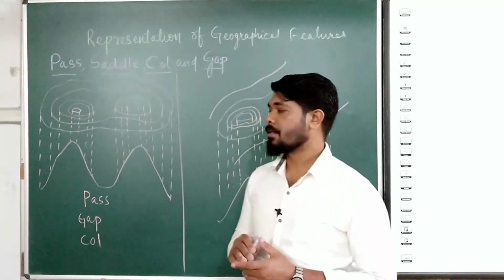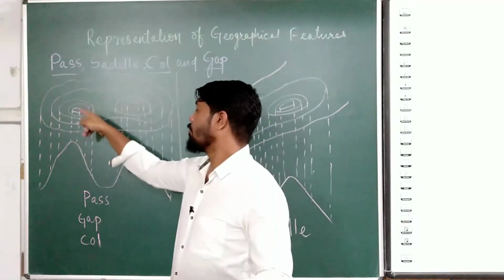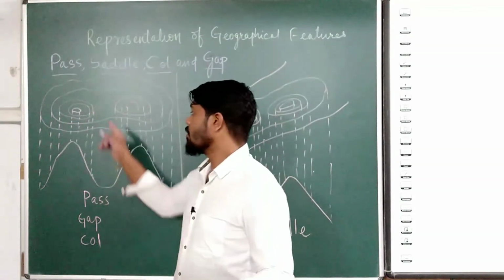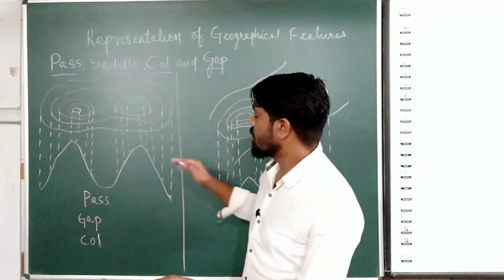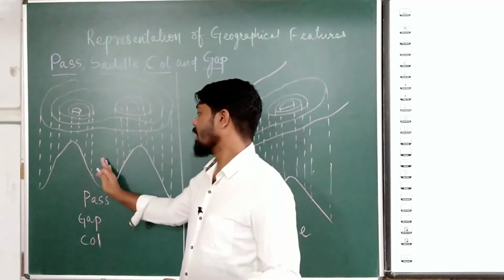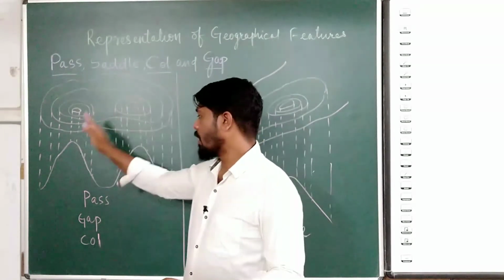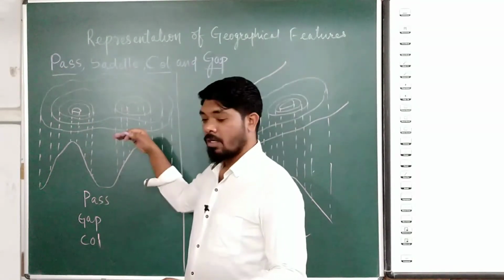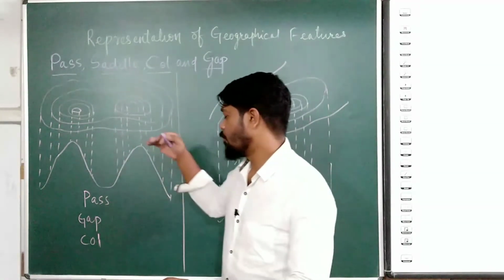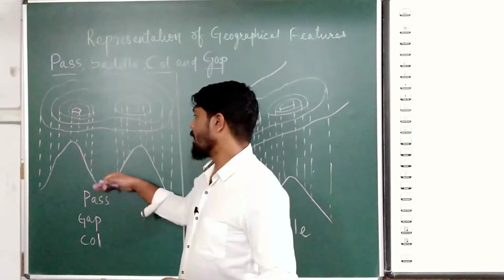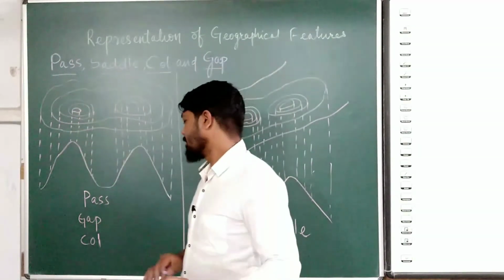That is a pass. You can see there are two circles of the contour lines, or the head of the eye of the contour lines. In this you can see there is a gap, so that means it is a pass. It is between two mountains and serves as a route for people to pass from one place to another. It is likewise.